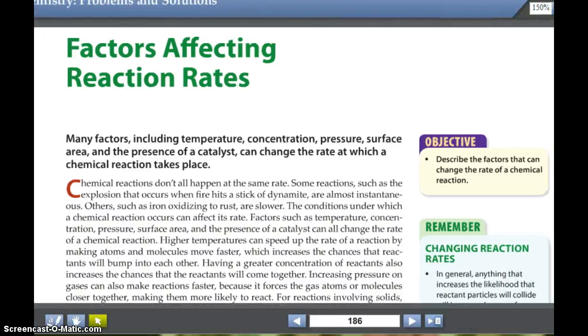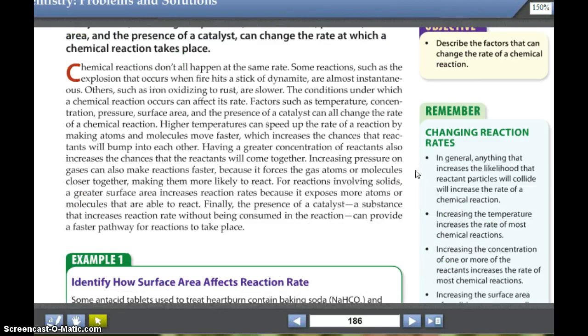This is part 2 of the 5.03 review, Factors Affecting Reaction Rates. Many factors, including temperature, concentration, pressure, surface area, and the presence of a catalyst, can change the rate at which a chemical reaction takes place. Objective: describe the factors that can change the rate of a chemical reaction.